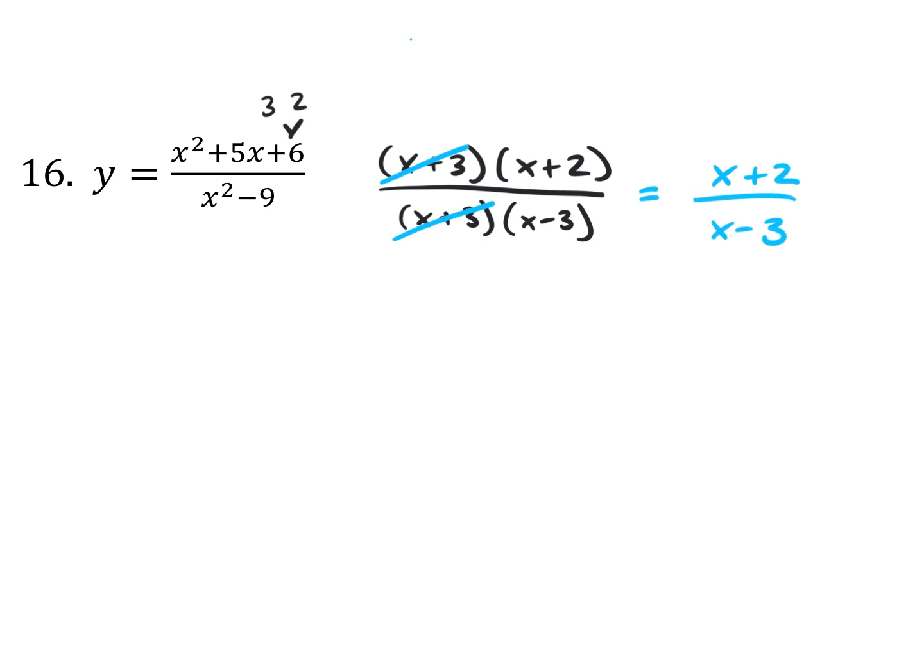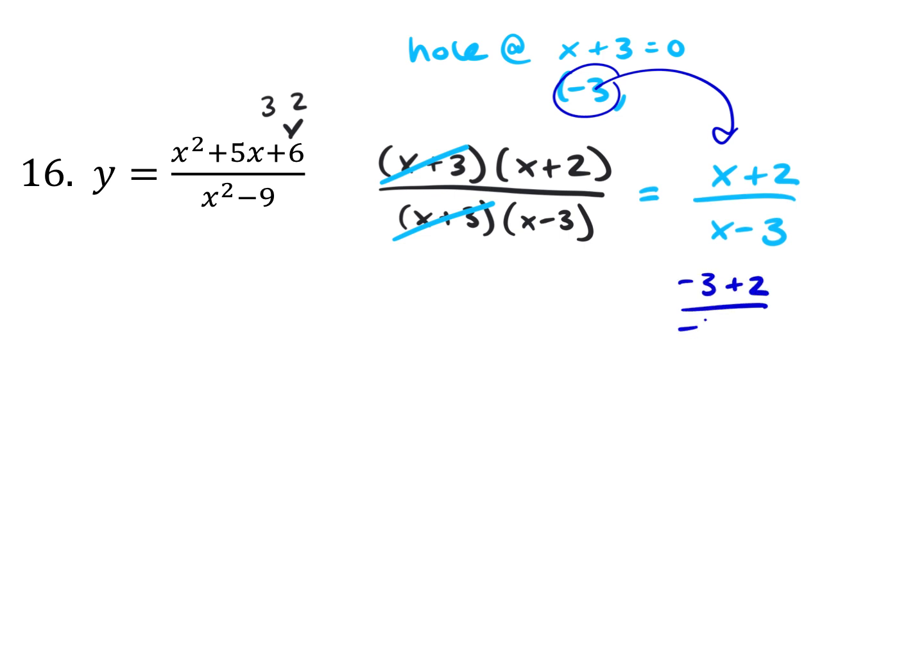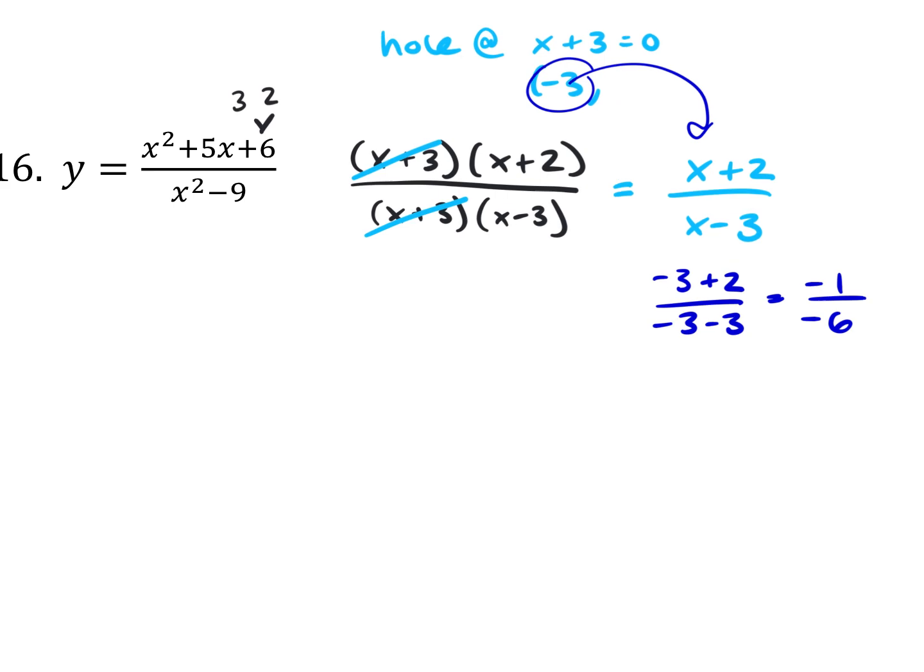So we've got a hole at x plus 3. But what would x equal here? Negative 3. How do I find the y in my hole? We're going to plug negative 3 into the x's, but of my simplified version. So when I plug it in here, I have negative 3 plus 2 over negative 3 minus 3. If you plug it into the not simplified version, you're going to end up with 0 in your denominator, so it'll end up being undefined. So you have to plug it into your simplified version. So we got negative 1 over negative 6, so 1/6.